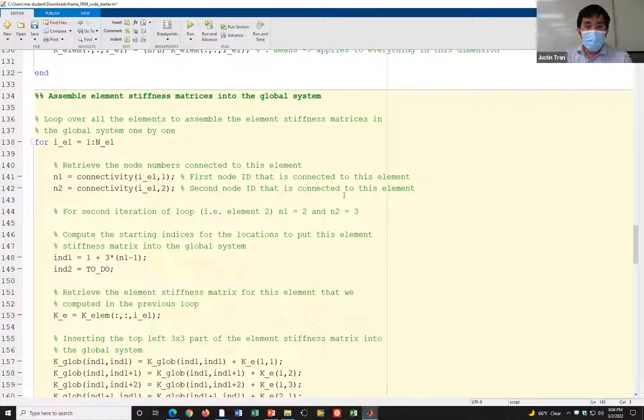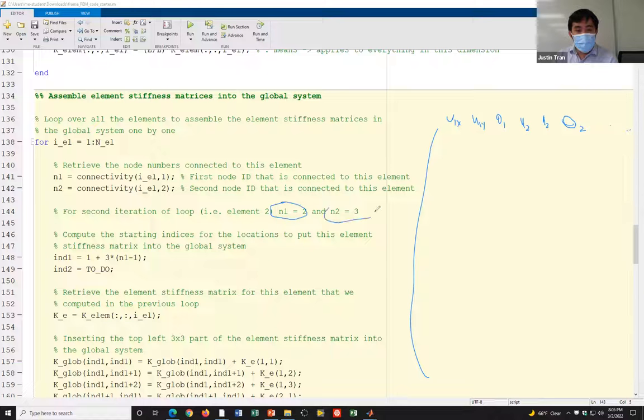Element two is with regards to nodes two and three. If I draw the global stiffness matrix here, let's say it's U1x, U1y, theta 1, U2x, U2y, theta 2, and so on. Since element 2 is for nodes 2 and 3, this tells us that the location where we're going to start inserting is U2x. That means we're going to start on the fourth column and the fourth row, right?